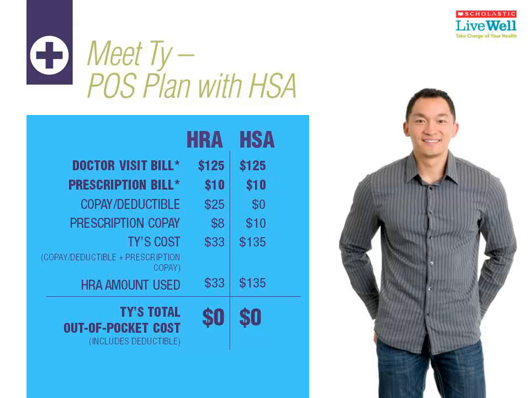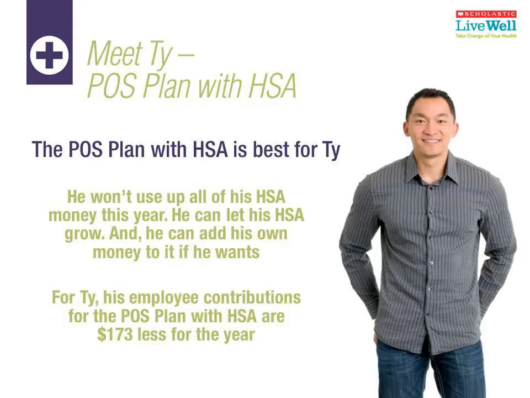Granted, he would have paid less in the EPO plan because his doctor visit for non-preventive care would have cost him only $25 for his copay, and his generic prescriptions would have been $8 for a total of $33 in healthcare expenses for the year. But Ty decided that the POS plan with HSA was best for him because he won't use up all the money in his health savings account during the year, so he can let his account grow. Plus, he can add his own money to it if he wants, and he's paying $173 less during the year for his medical contributions.